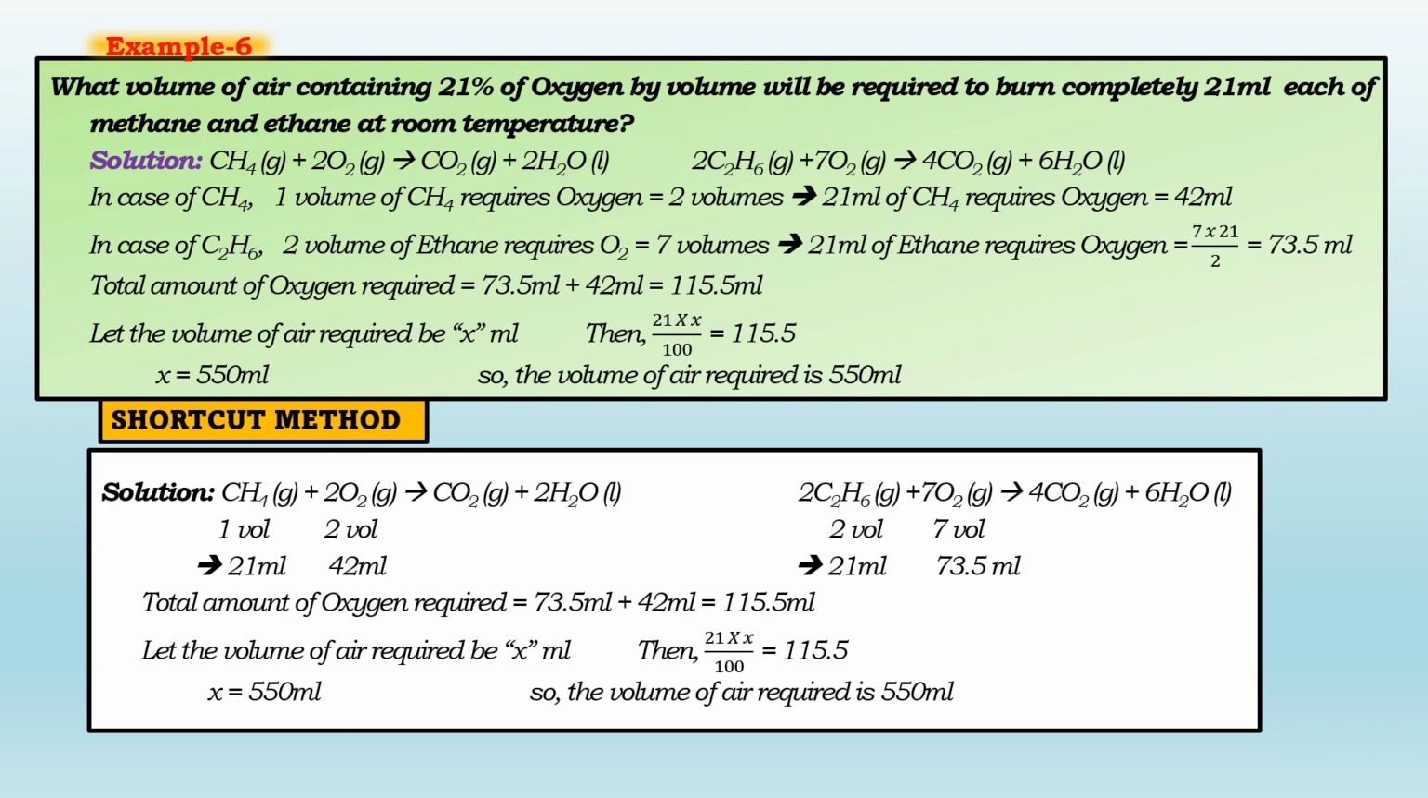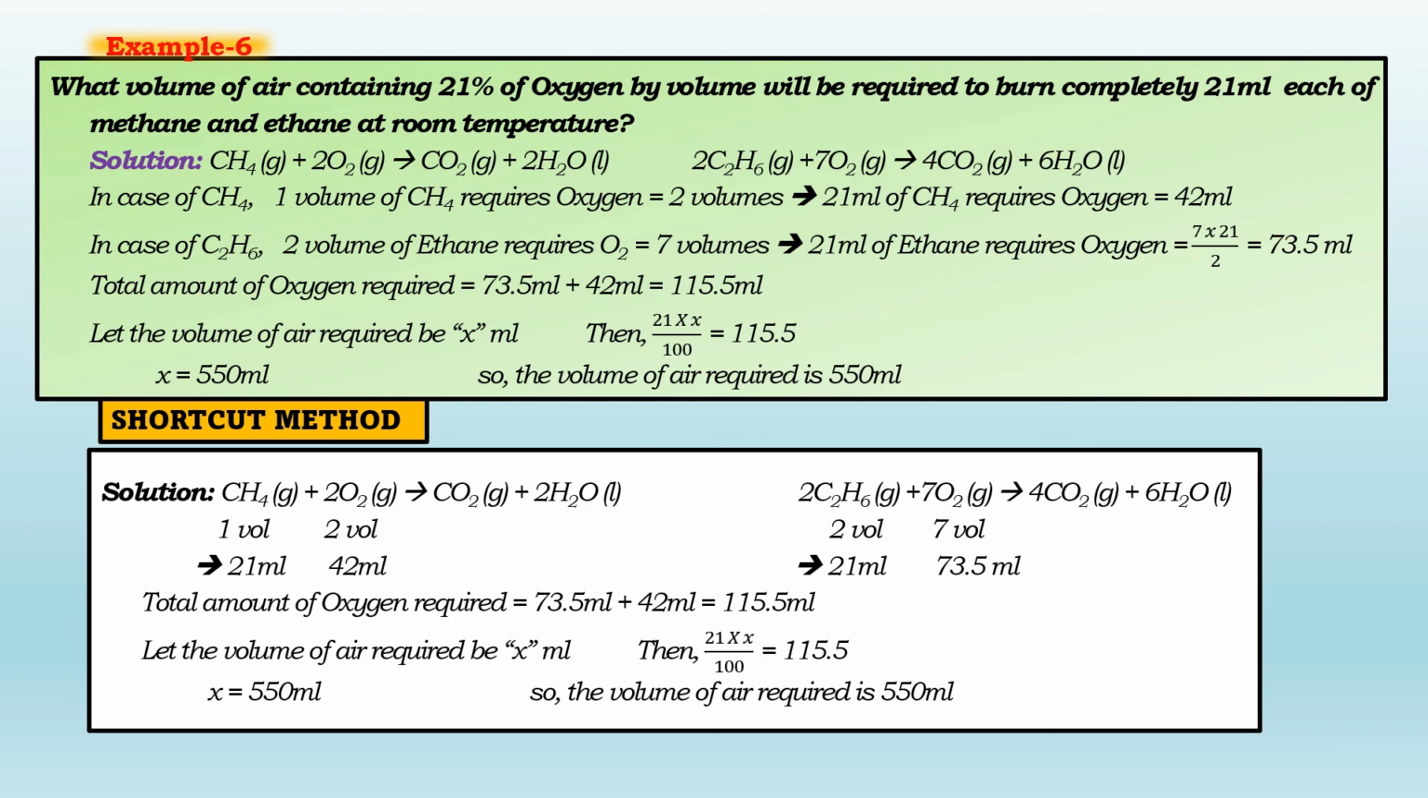Example 6. What volume of air containing 21% oxygen by volume will be required to burn completely 21 ml each of methane and ethane at room temperature? Now here we have two equations. CH4 plus 2O2 gives CO2 plus 2H2O, where water is a liquid because it is measured at room temperature, and the other equation is 2C2H6 plus 7O2 gives 4CO2 plus 6H2O. There also water is in the form of liquid.